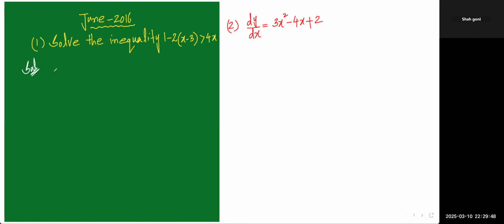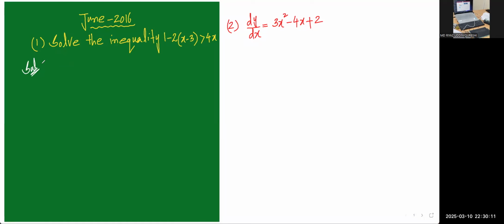This is the June 2016 paper we are solving. I think the question paper is with you. Whatever the necessary things, I will write it. This is question number 1, inequality. We are solving all questions in order.